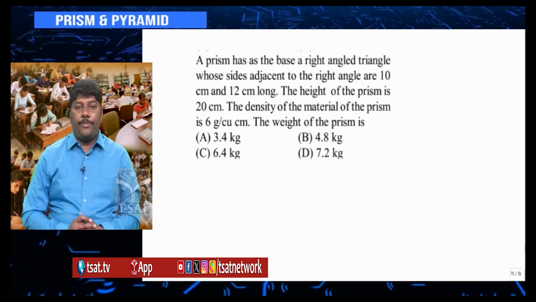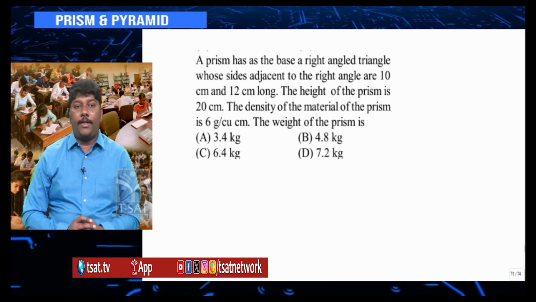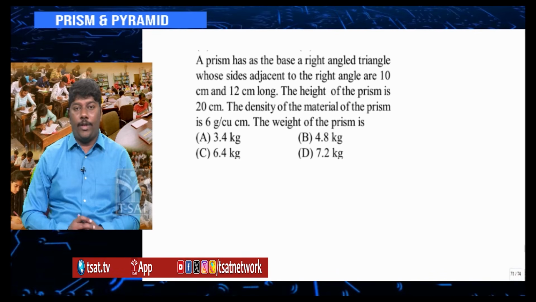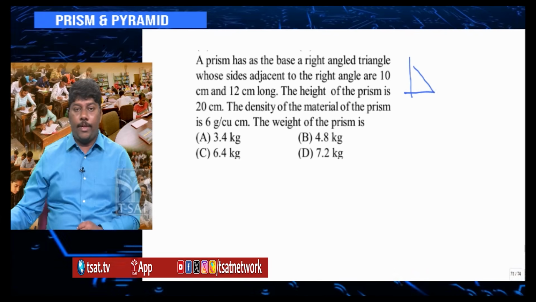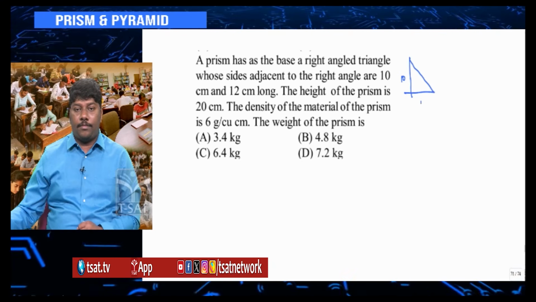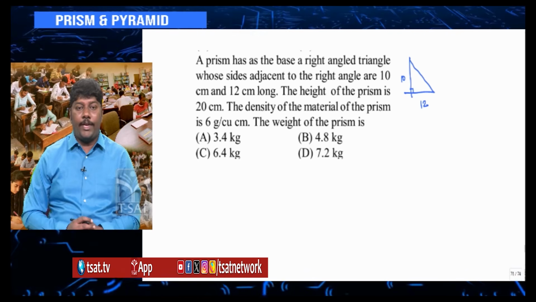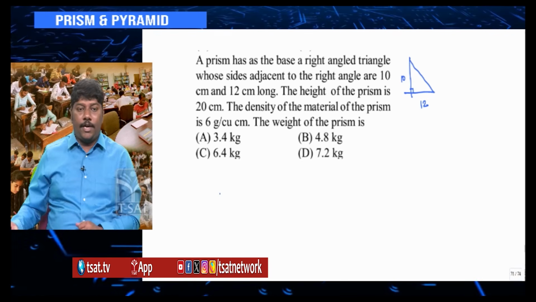A prism has the base a right angled triangle whose sides adjacent to the right angle are 10 and 12. So I am just drawing the base. It is 10 and 12. The height of the prism is 20. The density of the material of the prism is 6. He is asking you the weight or mass.